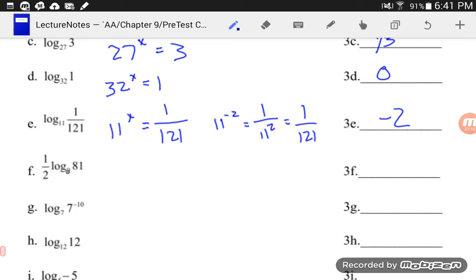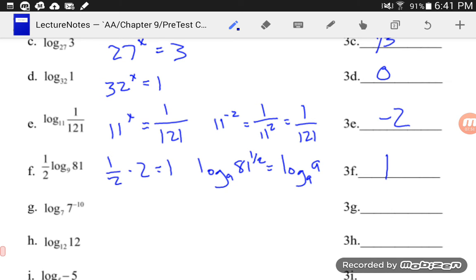I could first think of 9 to what power equals 81, and that equals 2, so I'd have 1/2 times 2 equals 1. Or I could think of it as log base 9 of 81 to the 1/2 power. What's the square root of 81? It's 9. So log base 9 of 9, well, that's always just 1. So either way, I get 1.